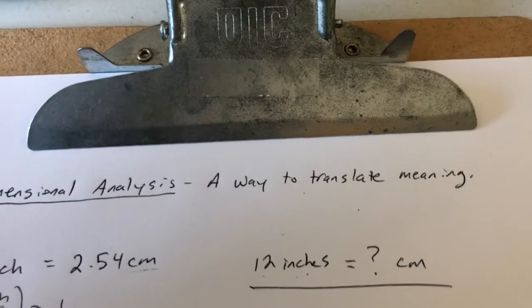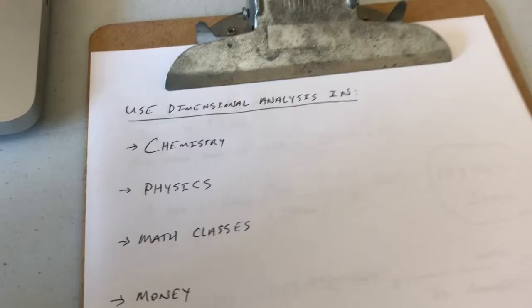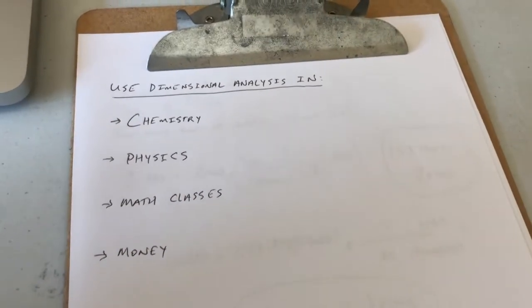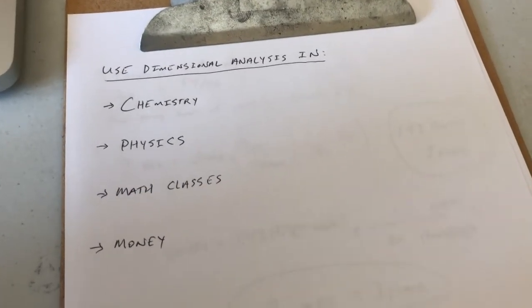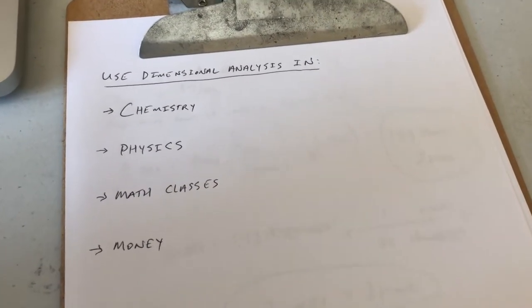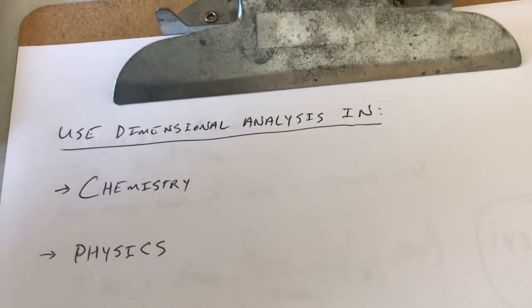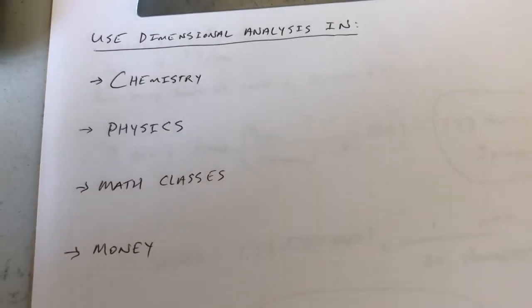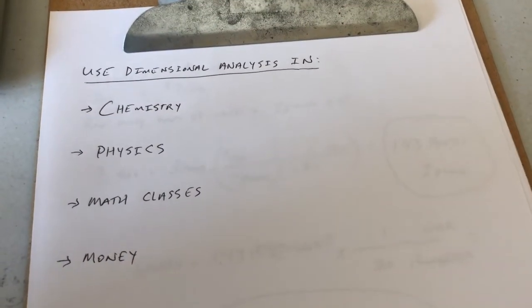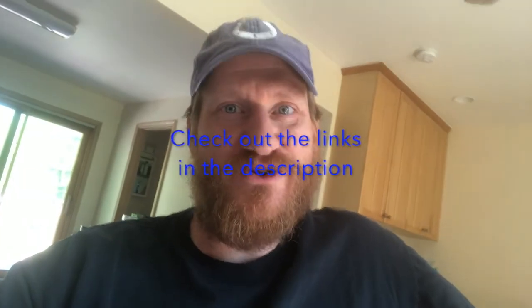So dimensional analysis is a way to translate meaning into a different language. Dimensional analysis for me has helped me make personal decisions, as far as whether I make a purchase or not. It's helped clarify things. But you can use dimensional analysis in chemistry, in physics courses, in your math classes, and in money. It's basically programming a way of thinking. And the better that you understand how to communicate, the stronger you are.